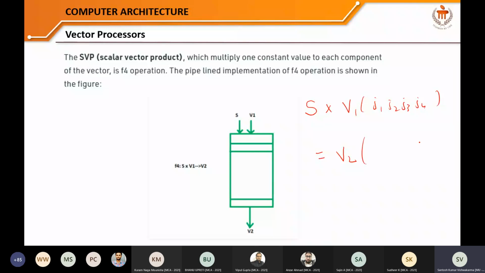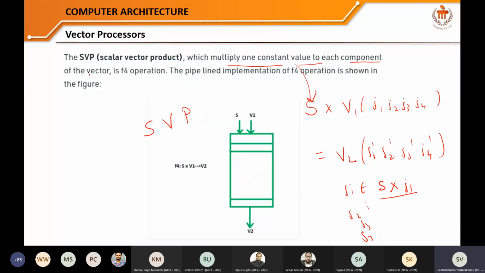And V2 will be I1 dash, I2 dash, I3 dash, and I4 dash, where I1 dash is nothing but the scalar multiplied by I1, and so forth. This can be applied for I2, I3, and I4. So this is known as SVP, that is scalar vector product. Do remember, it is scalar vector product. It multiplies one constant value, that is this S value, to each component of the vector, that is the F4 operation, and the pipeline implementation of this is shown over here.